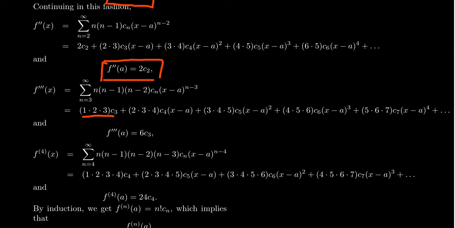going to equal 1 times 2 times 3. The coefficient of C4 will be 2 times 3 times 4. The coefficient in front of C5 will be 3 times 4 times 5. And then 4 times 5 times 6. And then 5 times 6 times 7.